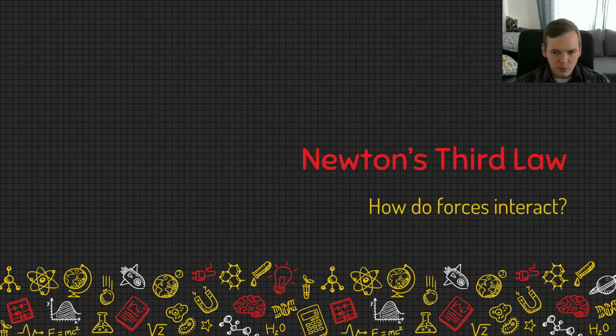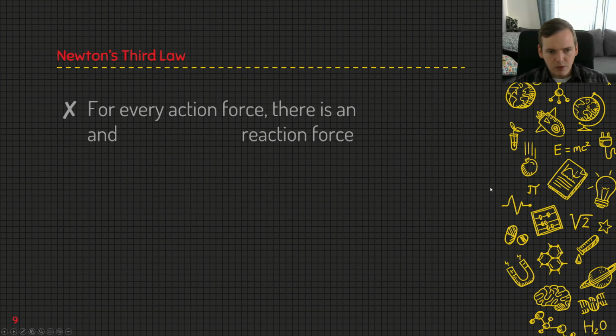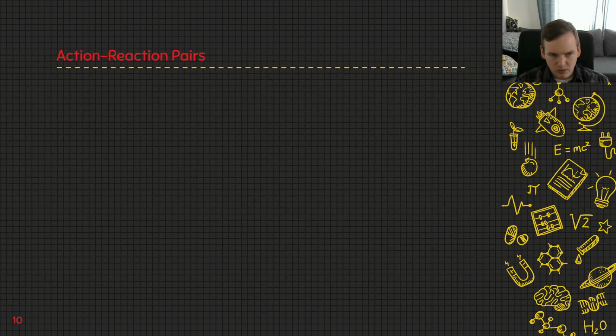The last of Newton's three laws is the third law, and this looks at how forces interact. If you have multiple objects interacting with each other, what can we say about that situation? So Newton's third law is that for every action force, there is an equal and opposite reaction force. So for every action force, there's an equal and opposite reaction force.